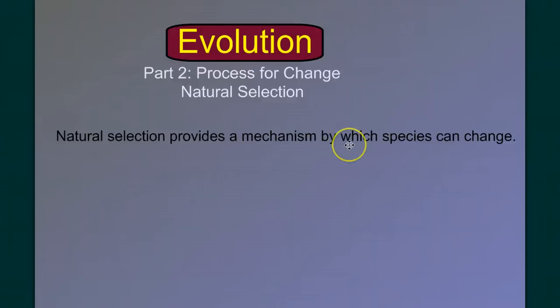But a species changing or not changing in the case of stabilizing selection still doesn't explain how new species arise. And that's the topic of our next video.